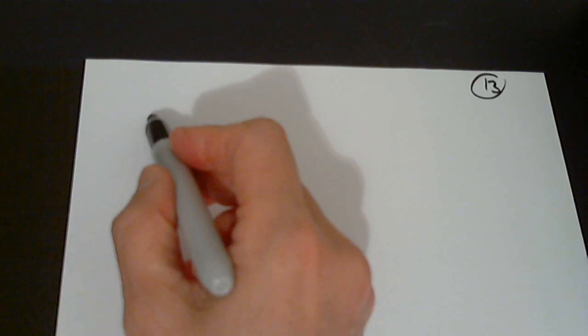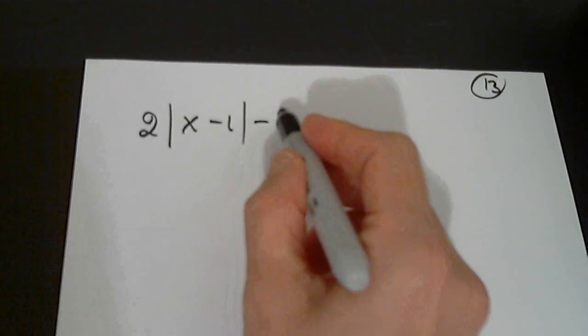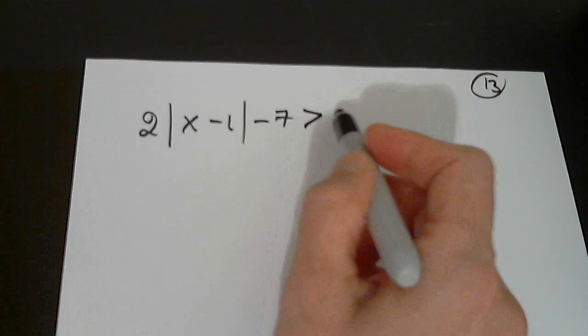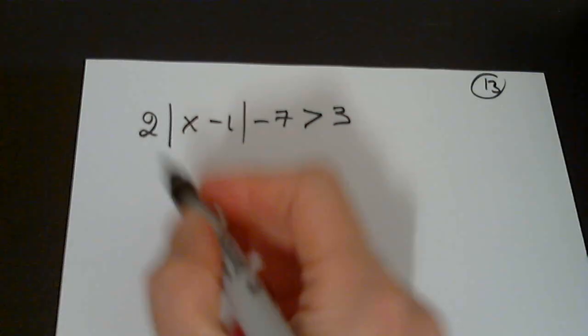Yes. So let's say 2 times the absolute value of x minus 1, minus 7 greater than 3. What will be the first step towards solving this absolute value inequality? Absolute value by itself. I add 7 first. Of course. Brilliant. Thank you very much.